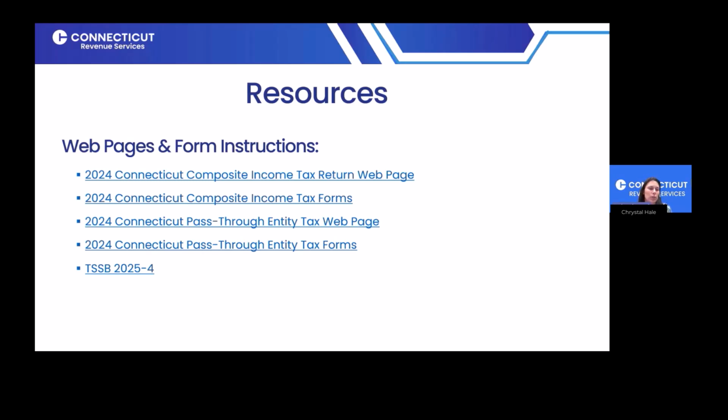Lastly, we have recently issued a TSSB 2025-4, which goes over the filing methods for the pass-through entity tax and composite. So I highly recommend you take a look at that. And also, new news, this didn't make it into the resources, but there's also going to be another TSSB 2025-5 issued and on our website later today to talk about the due dates and filing requirements. So once again, I highly recommend that you take a look at that either later today or early next week. We'll also address a lot of these items in our next webinar.